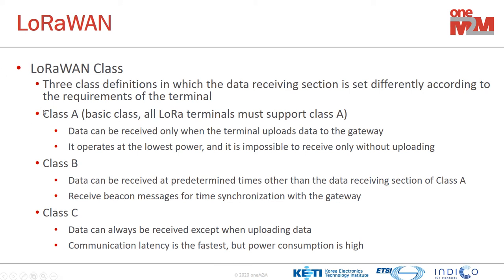And typically, class A is used to save some battery, because when we send a downlink message, it will be transmitted when there is an uplink message. And in the response to the uplink back to the device, the downlink messages are piggybacked in that response. So that's class A. And of course, there are the other classes with different behavior. And this is just for your information.